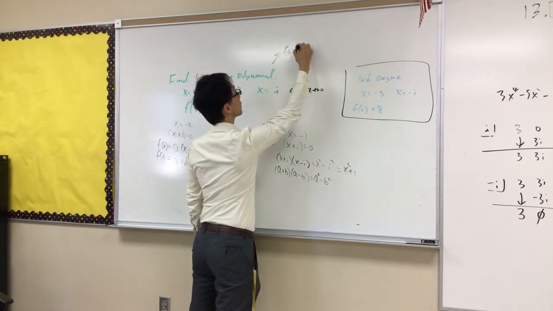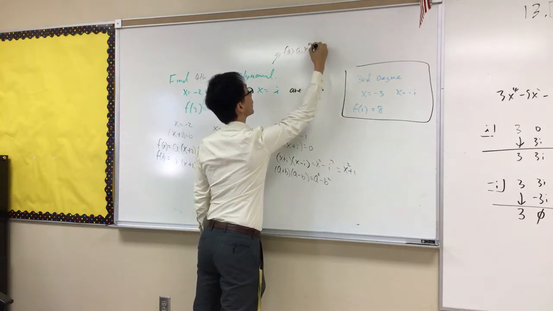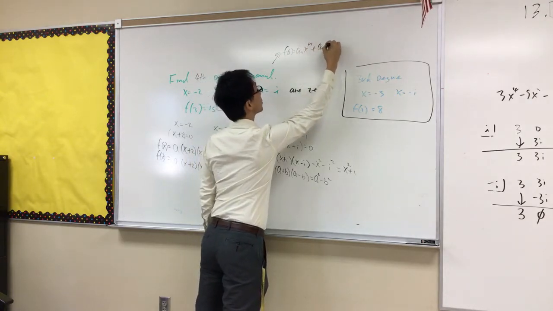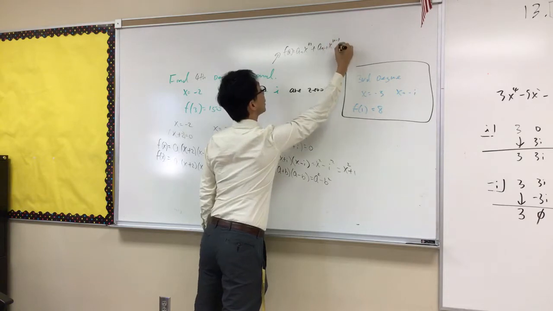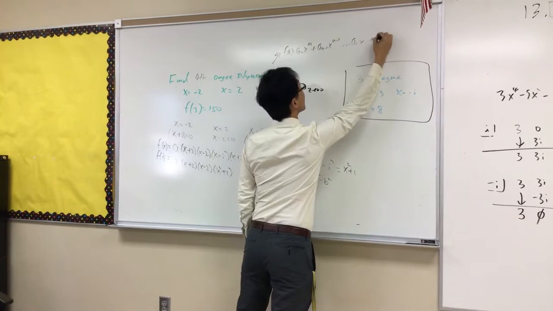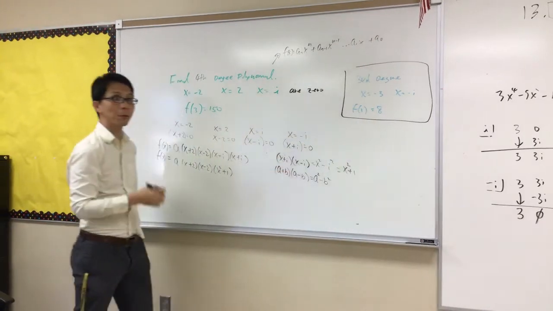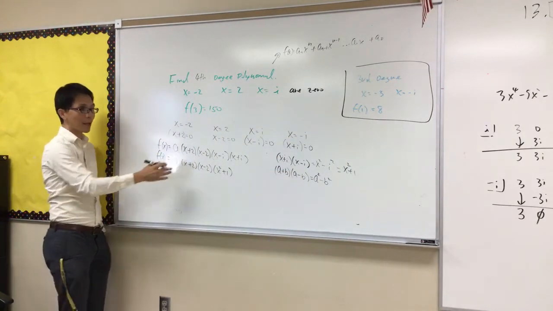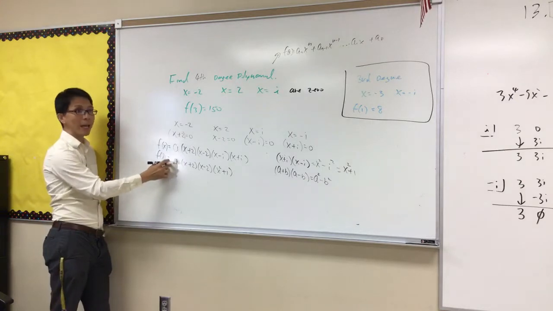f of x equal to a_n x to the n plus a_(n-1) x to the n minus 1, and so on, down to a1x plus a0. So that's some type of polynomial. You want to get to that point, but right now it's not yet. But also there's a value of a.